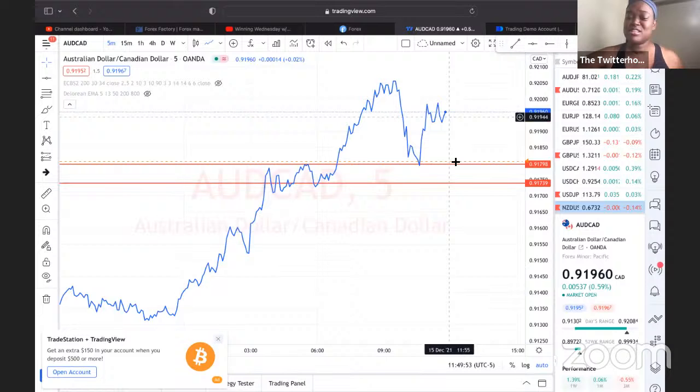If it comes down here after the hour mark, I will not be getting in because there will be a red folder, you know. So there's that.